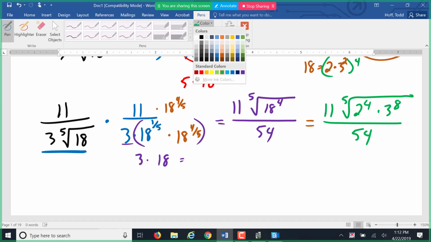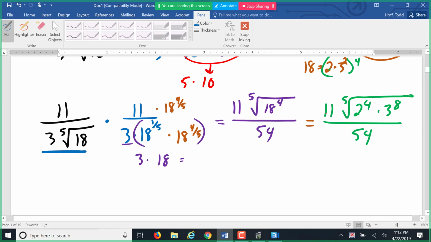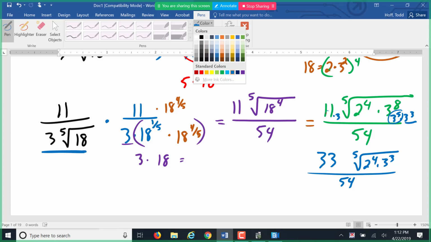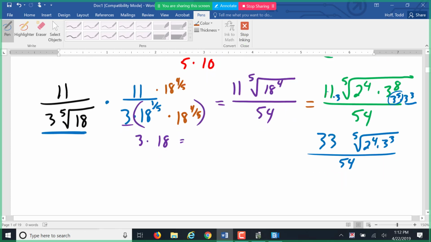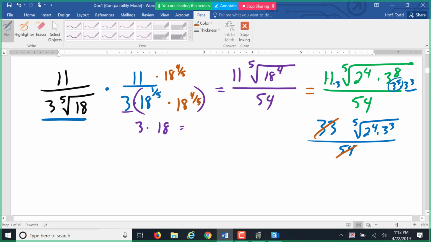So it's the 3 that we can actually pull out. And we're going to split that 3 to the 5th times 3 to the 3rd. The 3 to the 5th comes out, multiplying our 11 by 3. So that's 33. Times the 5th root, what's left inside is 2 to the 4th and 3 to the 3rd, over 54. There's still a lot of things happening here. Both 3 and 54 can divide by 3. 33 divided by 3 is 11. 54 divided by 3 is 18.